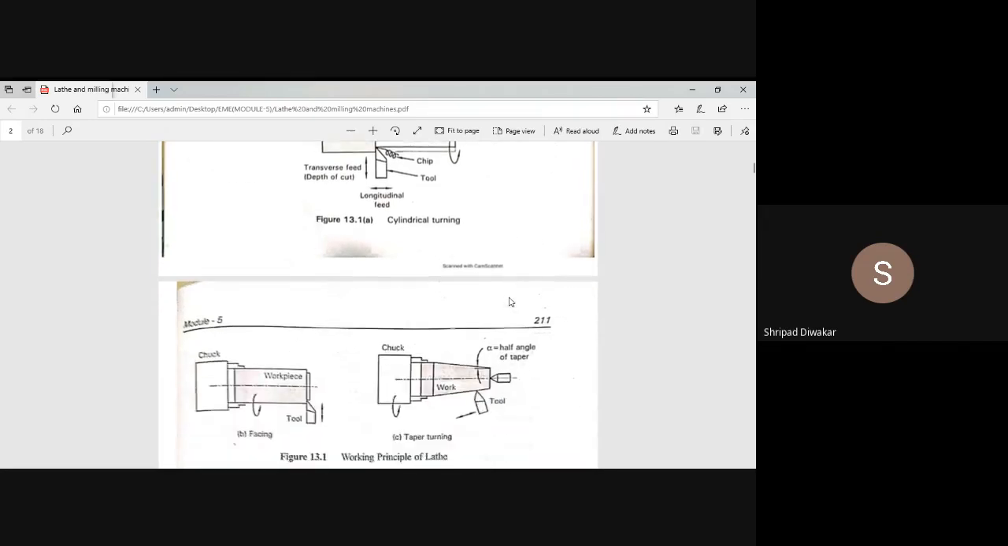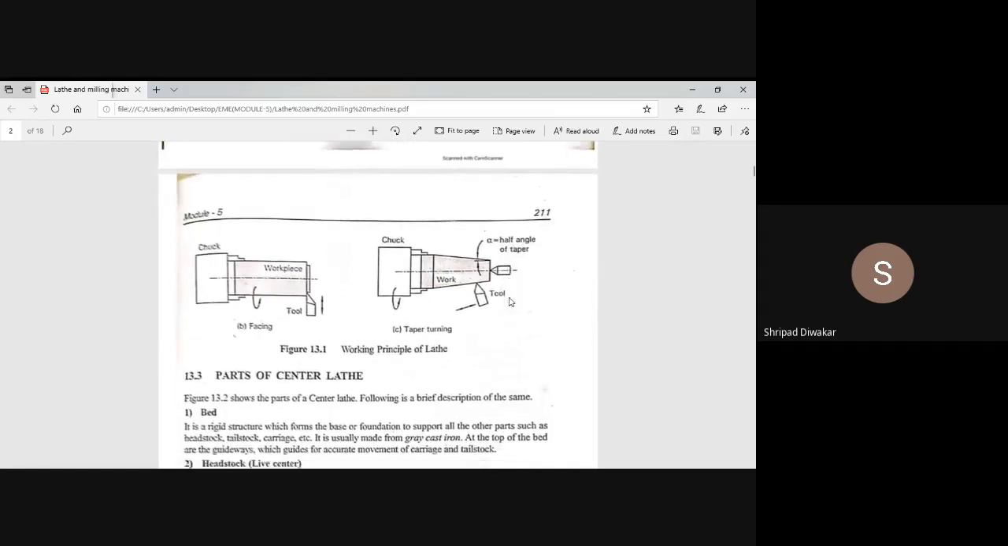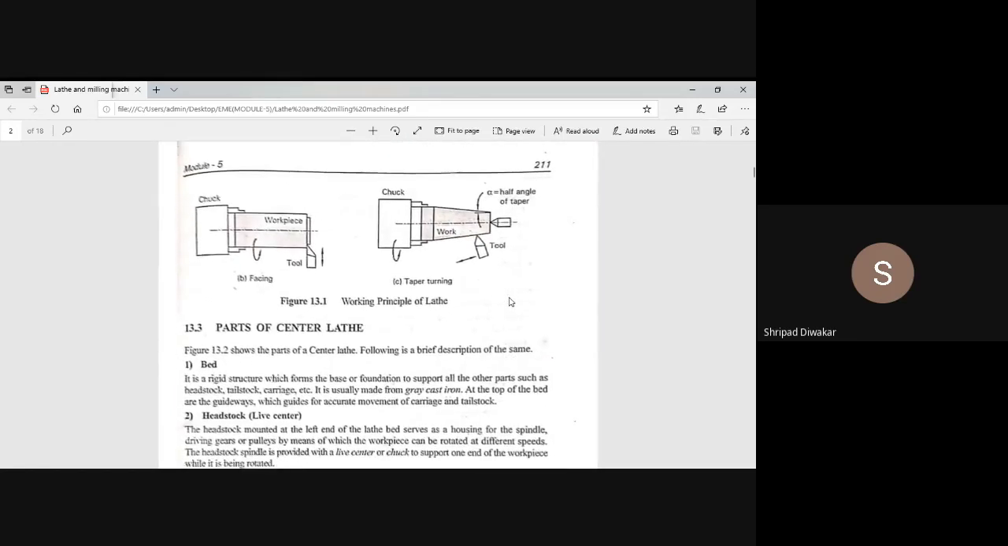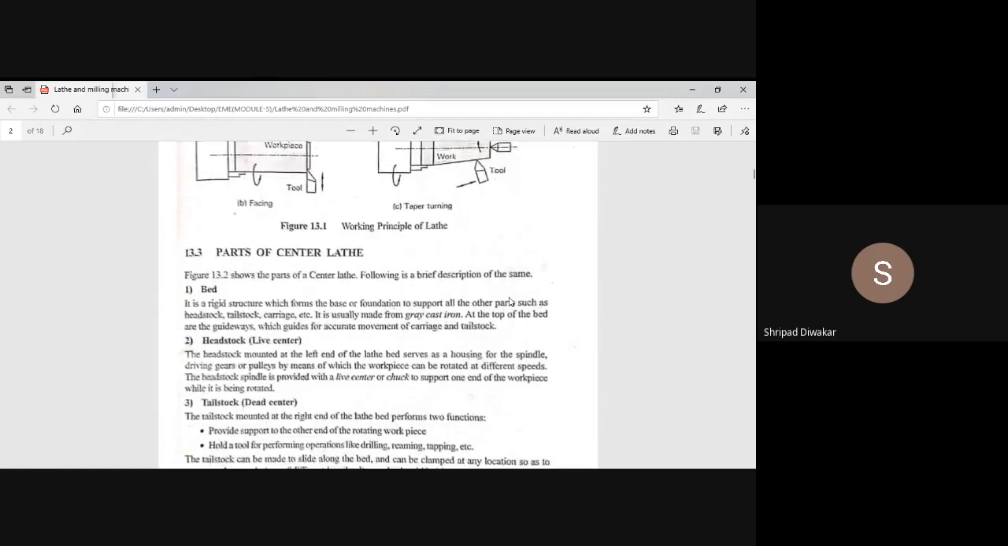The second one is called the facing operation. What you are seeing in the second diagram is the facing operation.